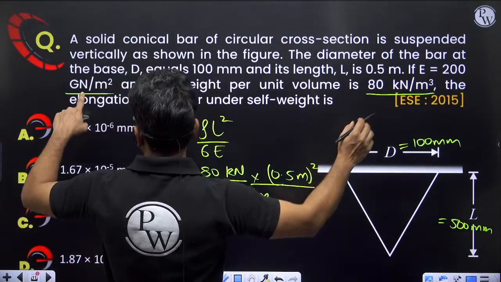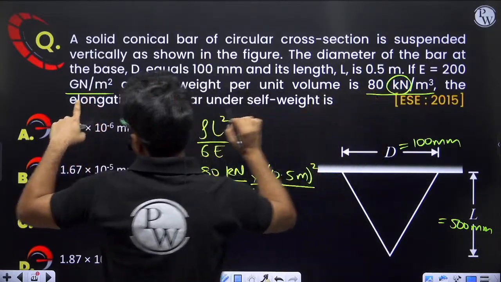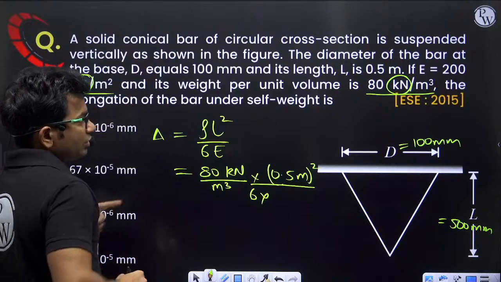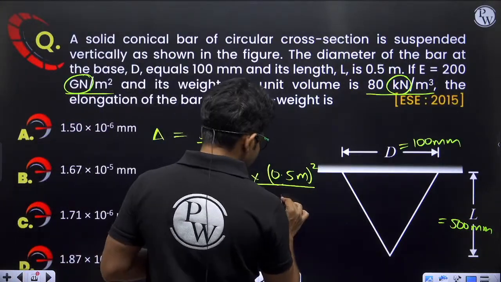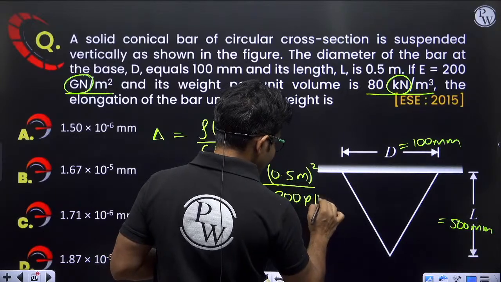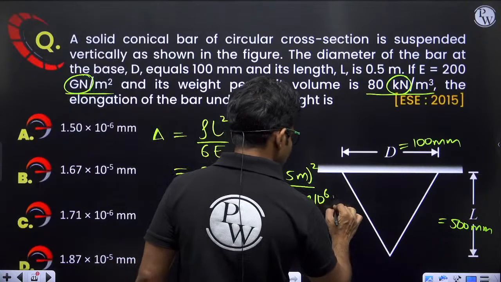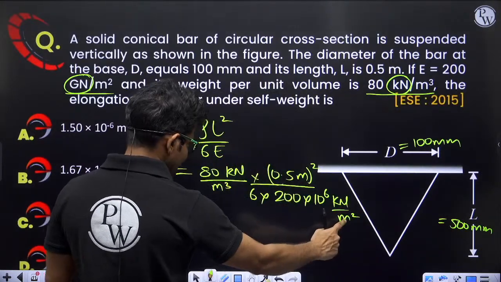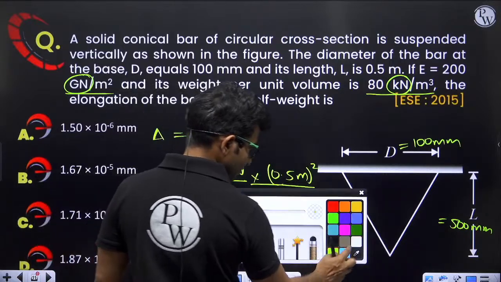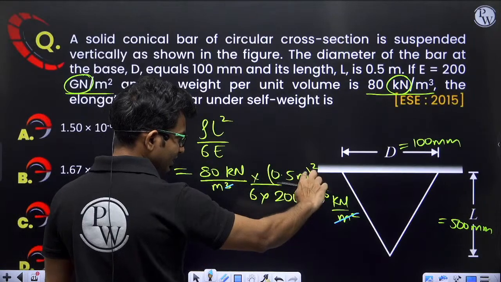What is the value of Young's modulus? 200 giganewton. So here we are having kilonewton, here we are having giganewton. So let us convert that giganewton to kilonewton. If we convert that giganewton into kilonewton, we will be multiplying by 10 to the power 6. Now it has become kilonewton per meter square. Now this meter square and this meter cube will be cancelled out. Meter square will be cancelled out with this meter, and here we are having meter square.